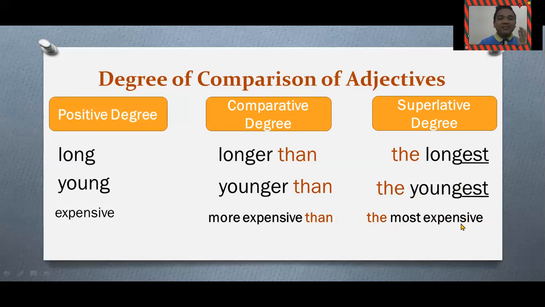Always remember if the adjective has two or more syllables, in order for you to make the superlative degree, you're going to add the most. Again, the most, then the adjective. Please do not add est here if the adjective has two or more syllables. Okay, now let's have more examples.